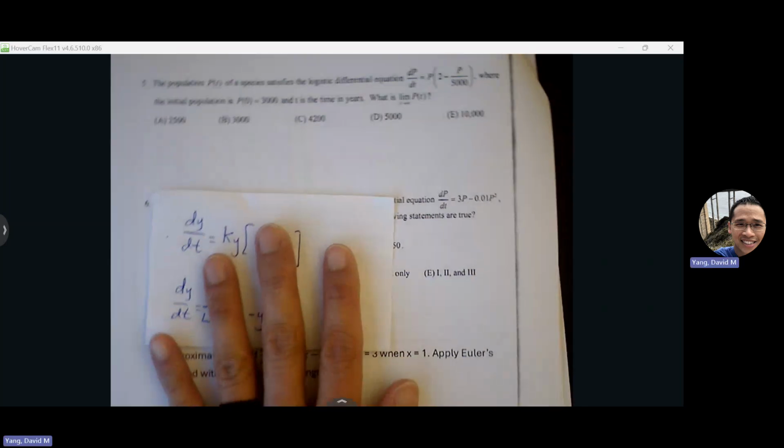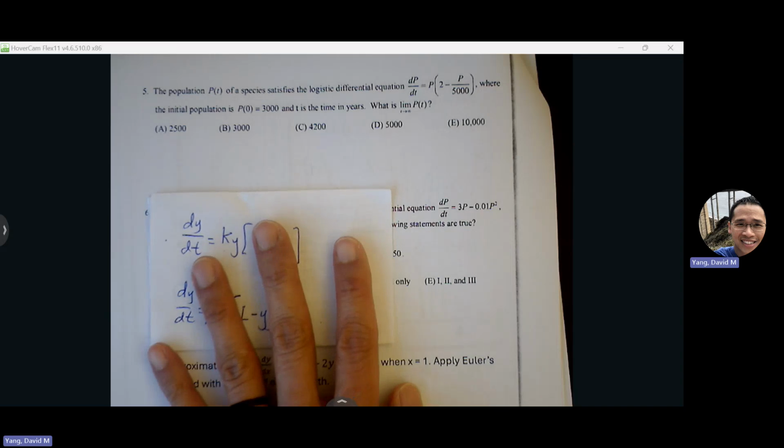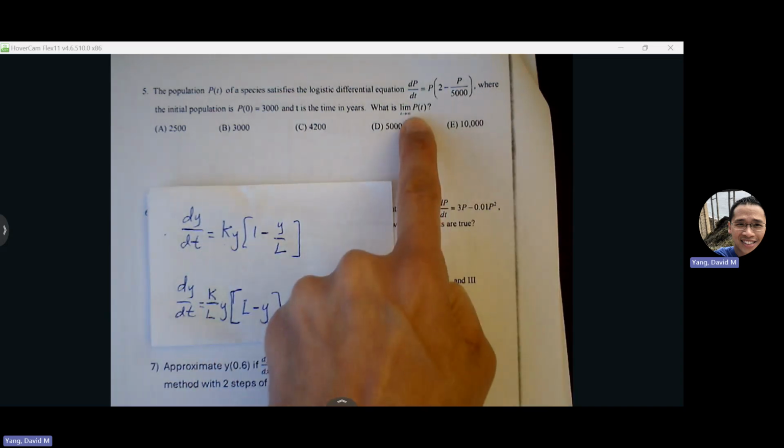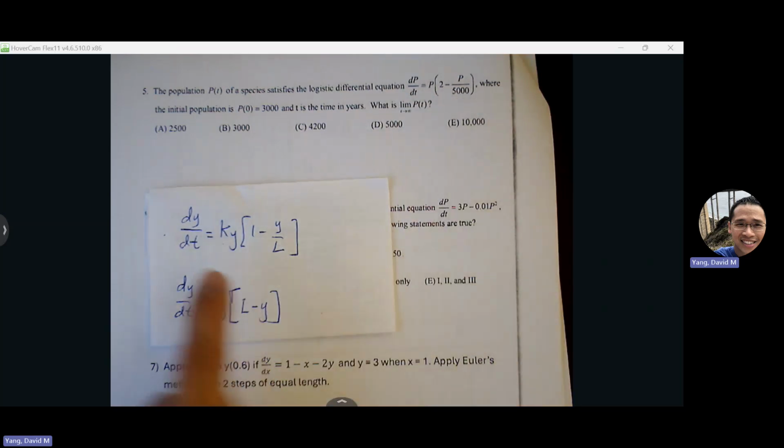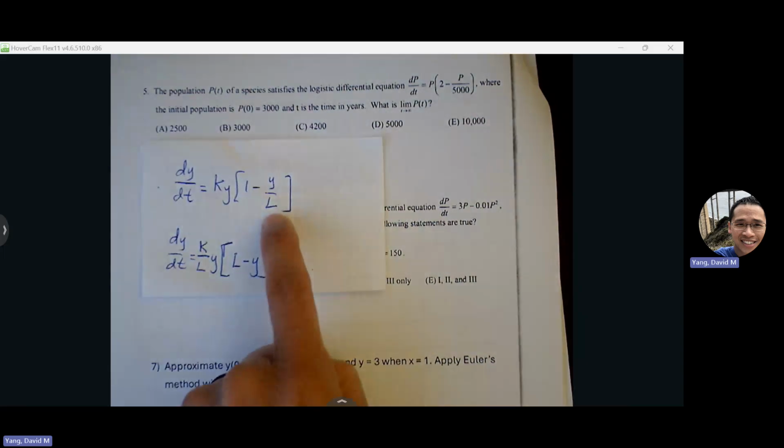All right, number 5, logistic differential equation. We're trying to find the limit as t approaches infinity of p of t. And so really, we're just trying to get into one of these forms. If we get one of these forms, then we can look inside the parentheses or bracket, either pick out the L in the denominator within the fraction, or no fraction is going to be that first term.